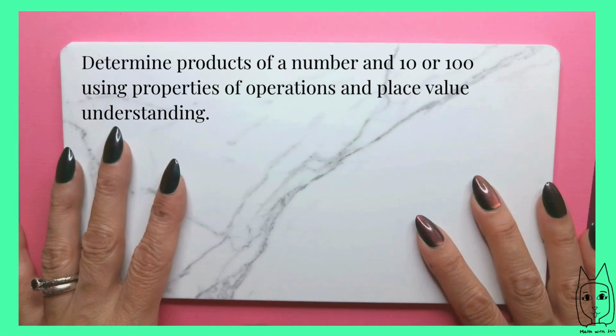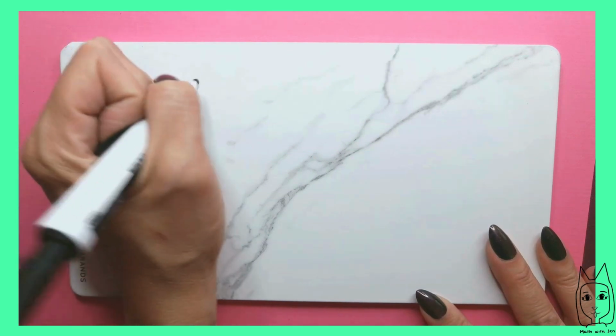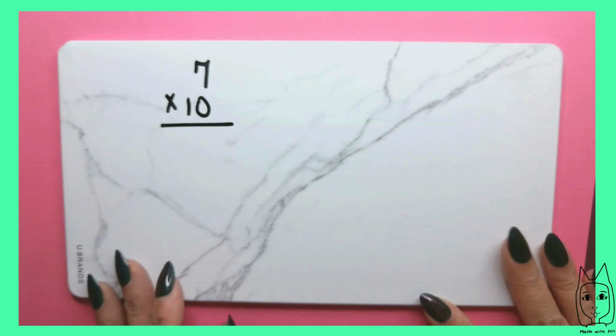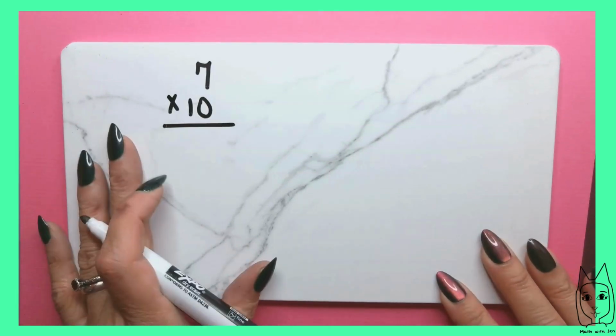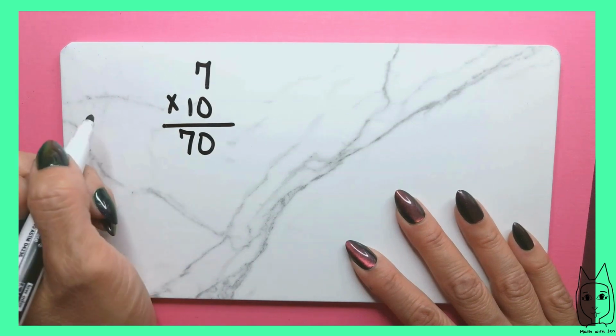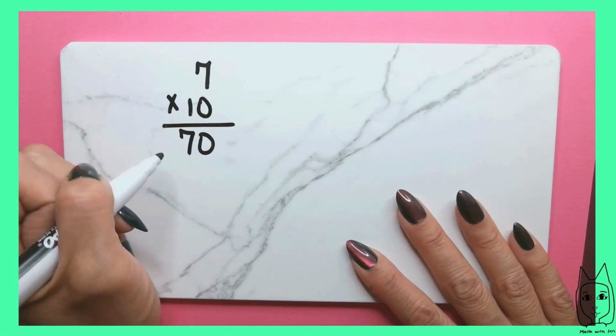In this video, we are going to determine products of a number and 10 or 100 using properties of operations and place value understanding. We are going to start with a multiplication fact that you all have memorized. We know that 7 times 10 is 70, but why? Let's use place value to see why.